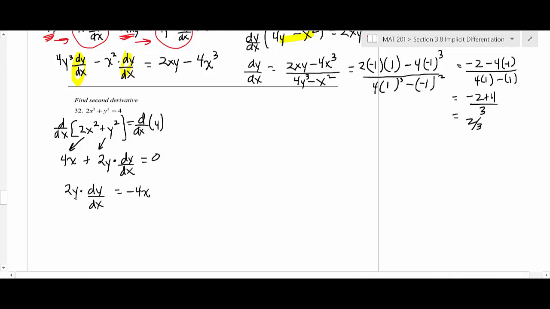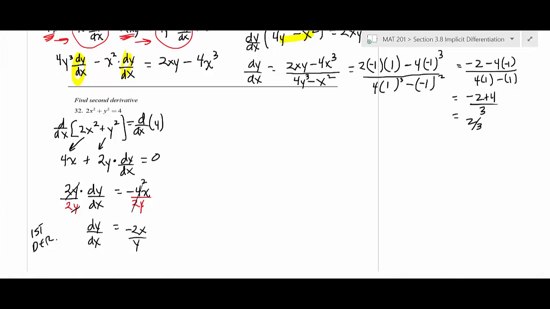And then I can divide both sides by 2y, and then I can simplify this. So that would be dy over dx. You could reduce that down to 2, so that would be negative 2x over y. So that would be your first derivative. Okay, so that's derivative number 1. That one should be pretty basic. We've done things a lot more complicated than that.